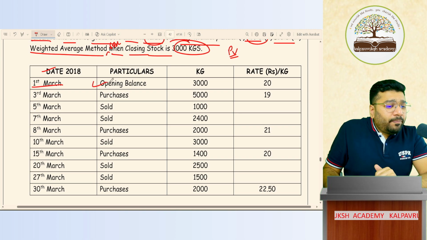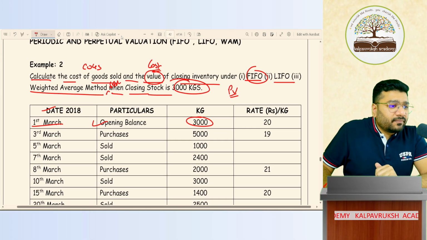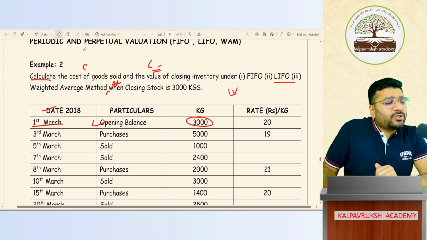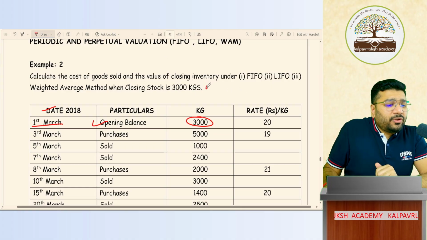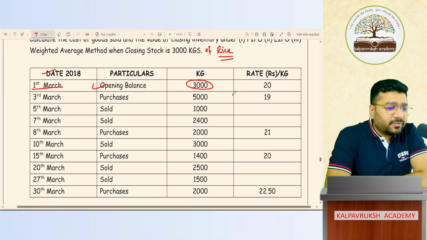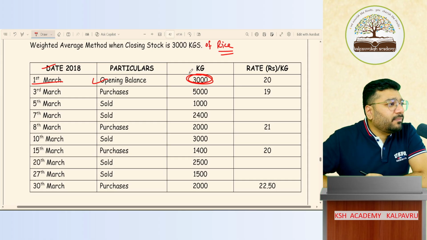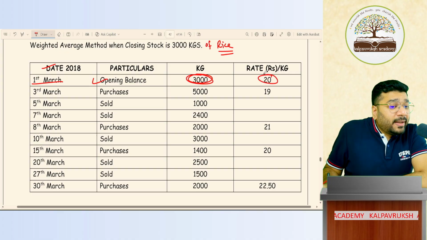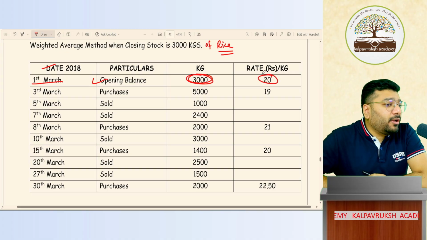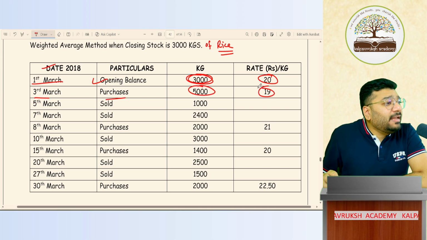On 1st March, the opening balance is 3000 kg. What item is this? You tell me, whatever name you like. Rice, very good. 3000 kgs of rice. So we are a rice dealer. So in the opening of March, 3000 kgs of rice were there, and its cost is 20 rupees per kg. Then on 3rd March, we have purchased again 5000 kg at a cost of 19 per kg.